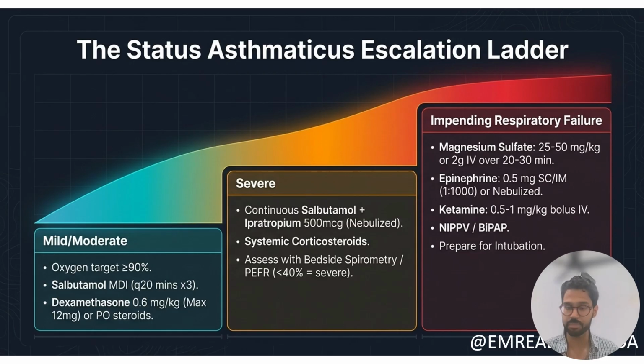We can also give ketamine. Remember, ketamine is a sympathomimetic that at a subdissociative dose can actually help. It's a bronchodilator. So 0.5 to 1 milligram per kilogram bolus IV of ketamine. And finally, non-invasive positive pressure ventilation, or BiPAP, can also be used for a patient with impending respiratory failure. And obviously, in case it goes south, we need to prepare for intubation.